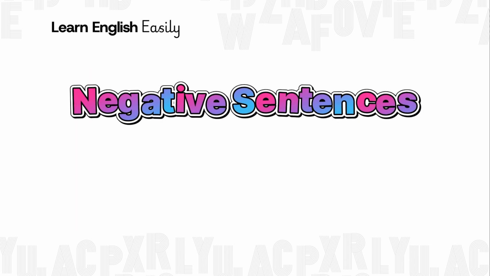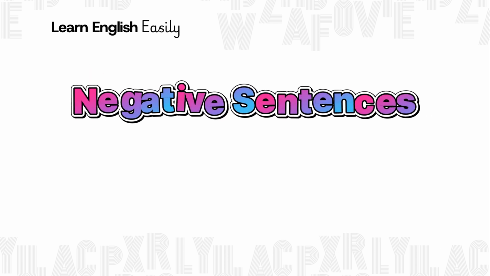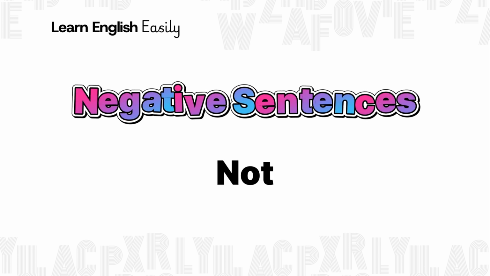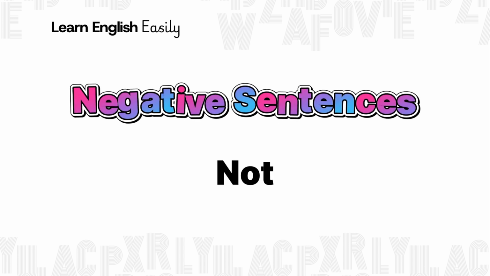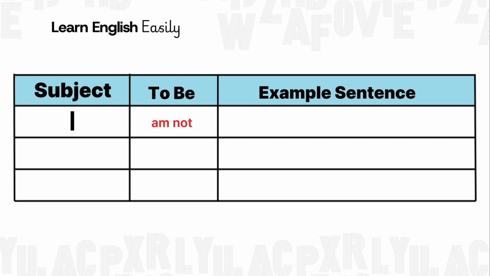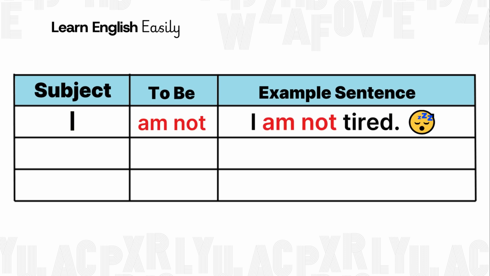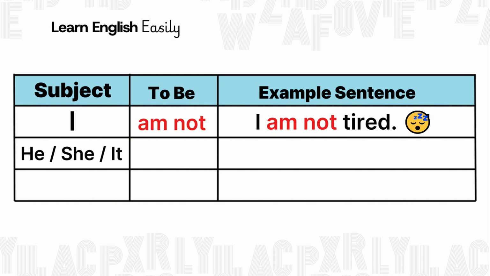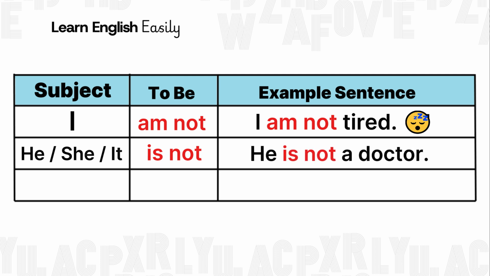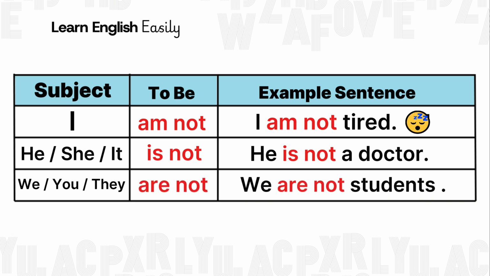Great, but what if we want to say something in the negative form? It's simple. Just add not after am, is, or are. I am not tired. He, she, it is not. He is not a doctor. We, you, they are not. We are not students.